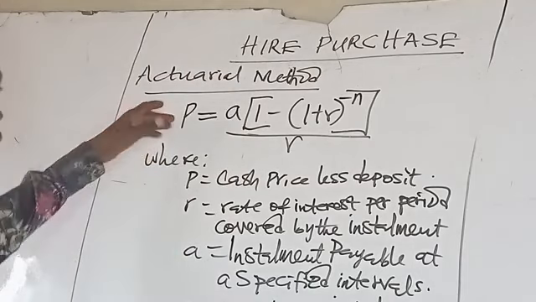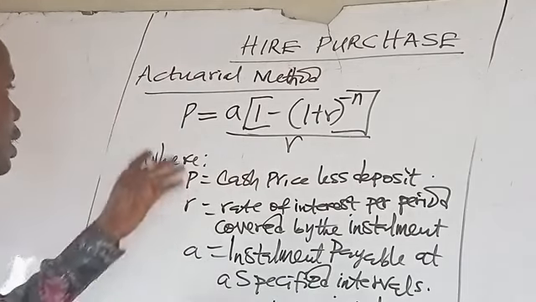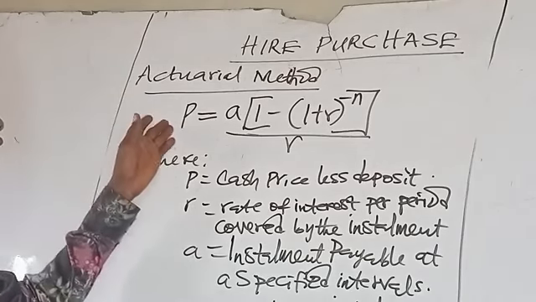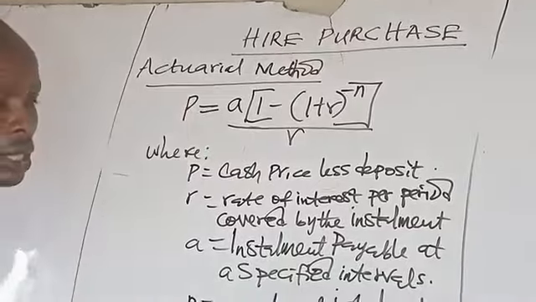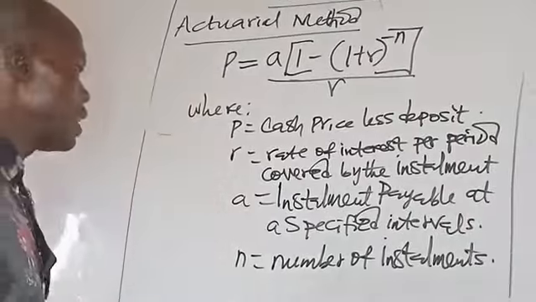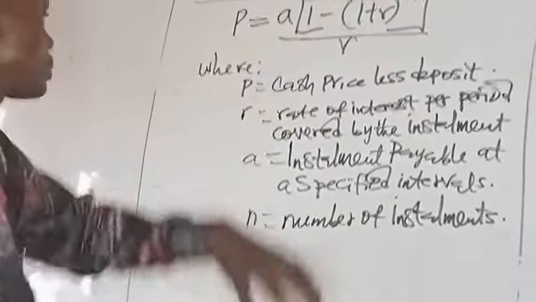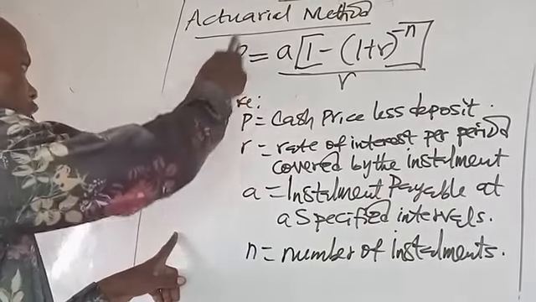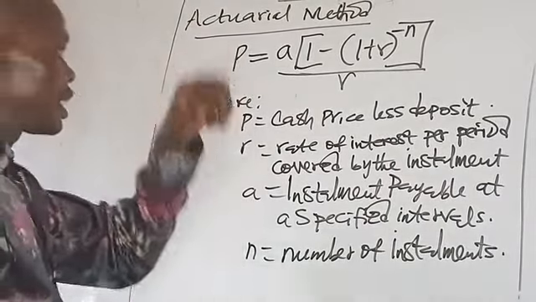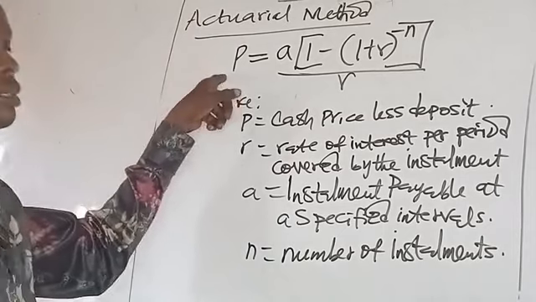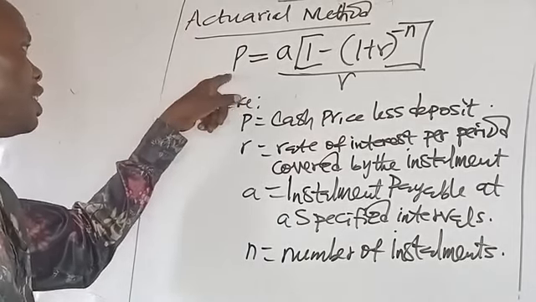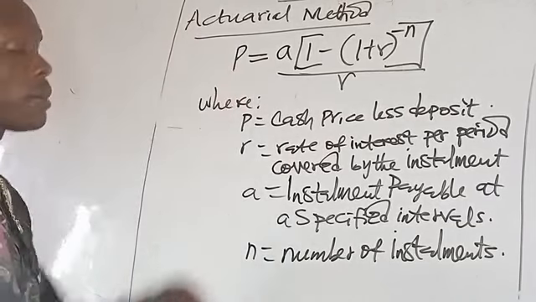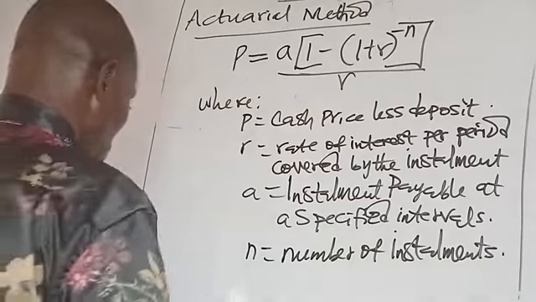We apply this to calculate the fair value of the hire purchase. You'll be given the cash price, so you compare the fair value and the cash price. Whichever one is lower will be used. Where the fair value, the value of P, is less than the cash price, then you use the fair value. And where the cash price is less than the fair value, you use the cash price. So the lower of the two will be used.